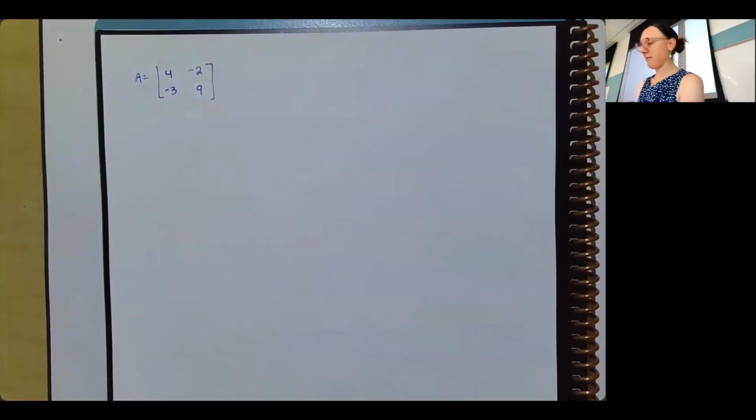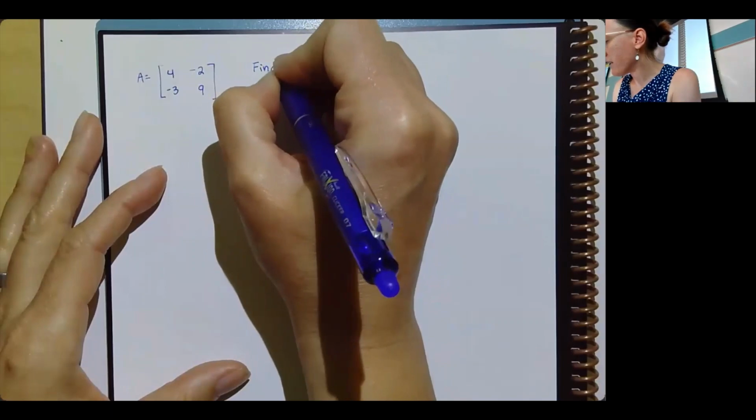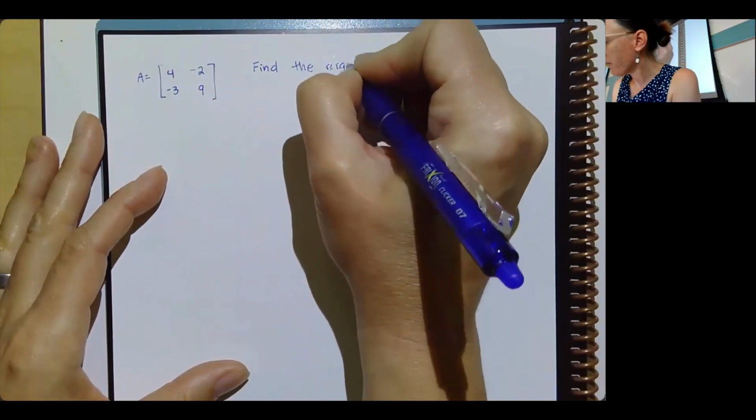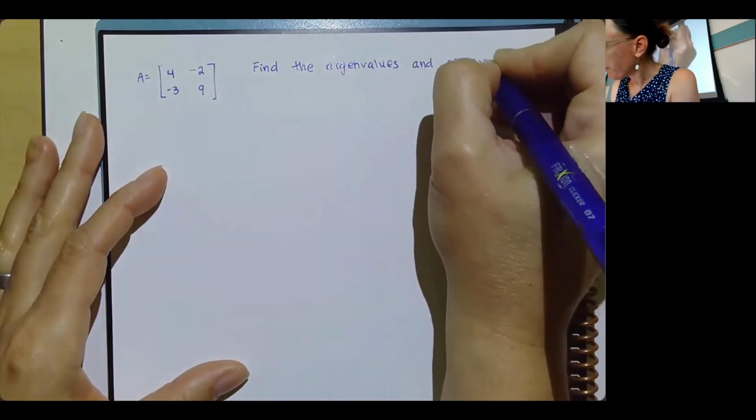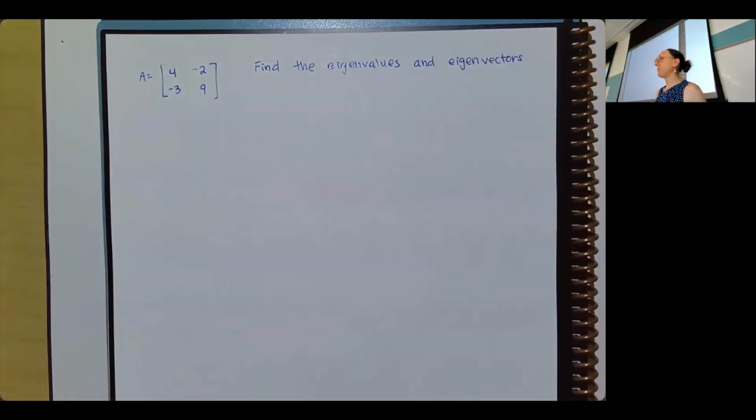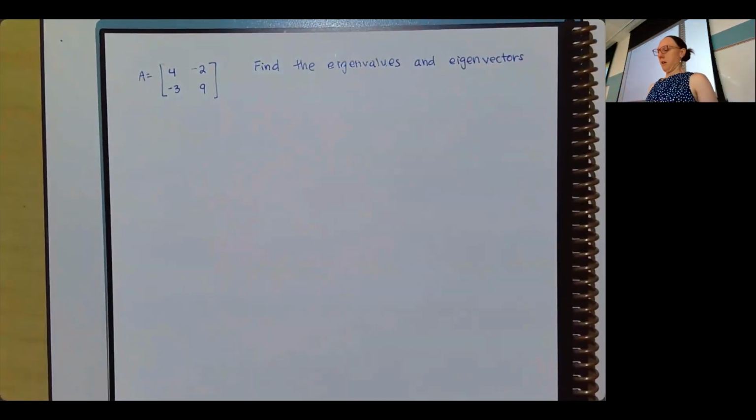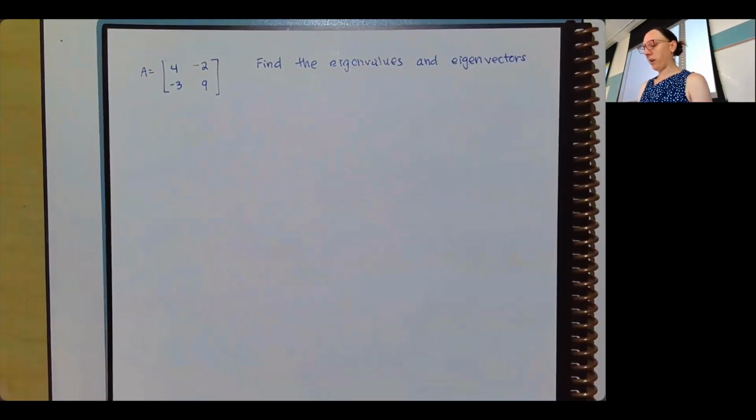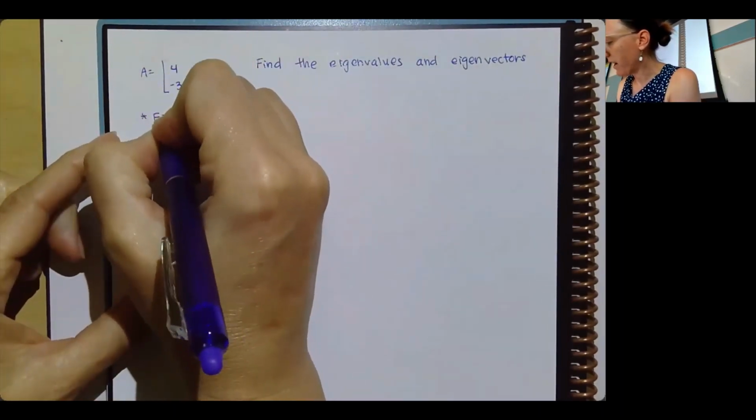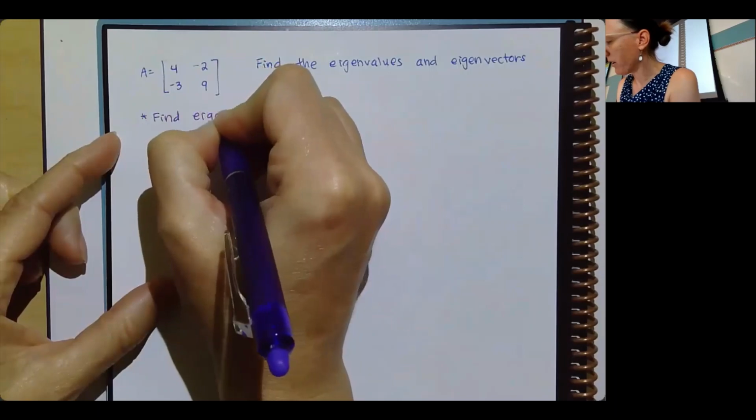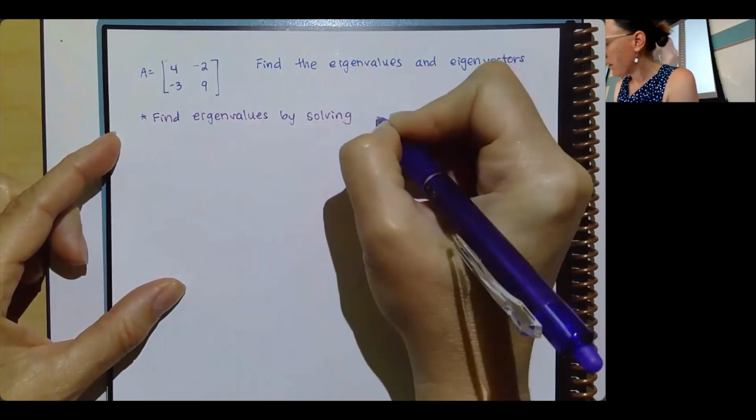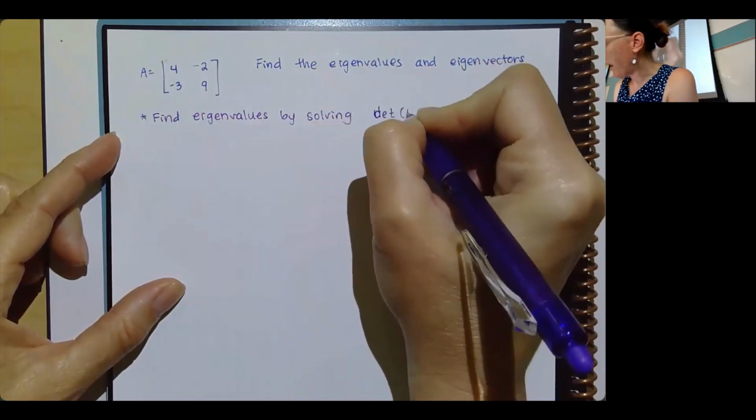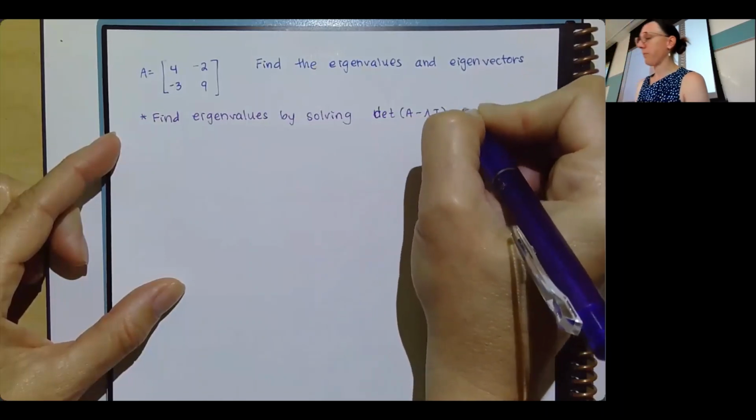So if that's my matrix, and I want to find the eigenvalues and eigenvectors, I know that to find the eigenvalues, that's kind of my starting point. So I'm going to find the eigenvalues by solving the determinant of A minus lambda I equal to 0.